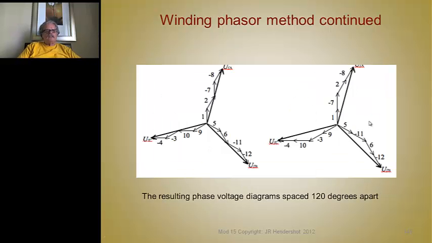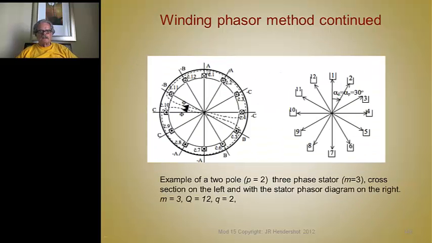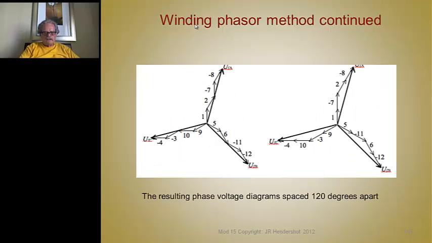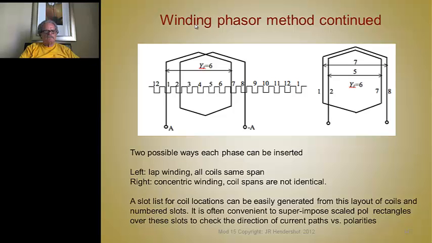Okay, so from that we can determine the resulting phase voltage diagrams spaced 120 degrees apart, and these are the slot locations derived from this diagram here of the phasor diagram. So from that diagram you can determine this is the linear layout of the slots, is one way to do it, and from that diagram you can come up with 2 possible ways to insert the coils.